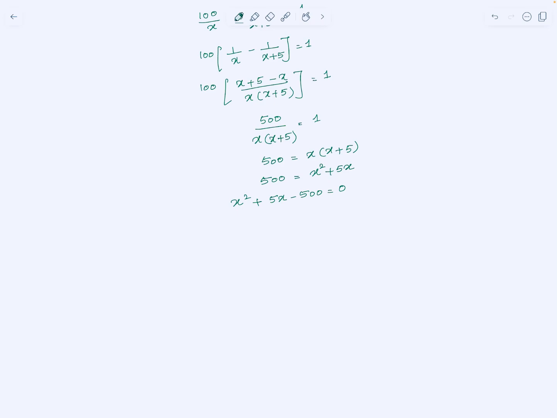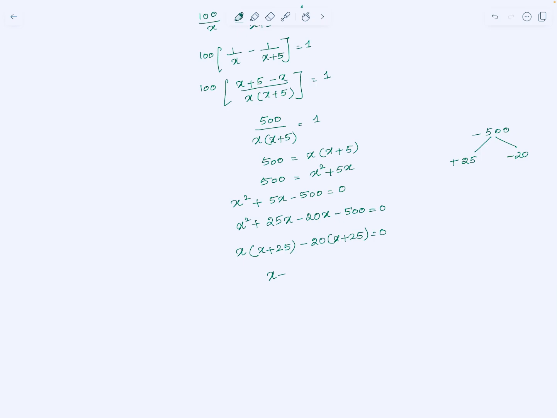So this is the quadratic equation which represents the situation given in the question. We have to solve this equation to get the value of x. Minus 500 is a constant term. If I take the factors as plus 25 and minus 20, the product of these two numbers give minus 500, and the sum of these two gives us the middle term plus 5. So let's split the middle term as plus 25x and minus 20x, which gives us x minus 20 times x plus 25 is equal to 0.